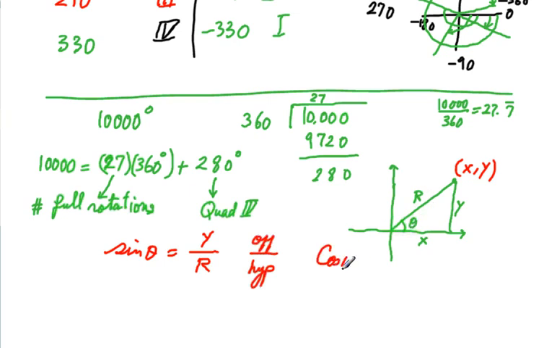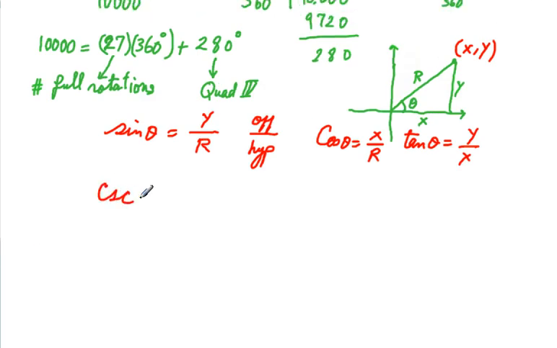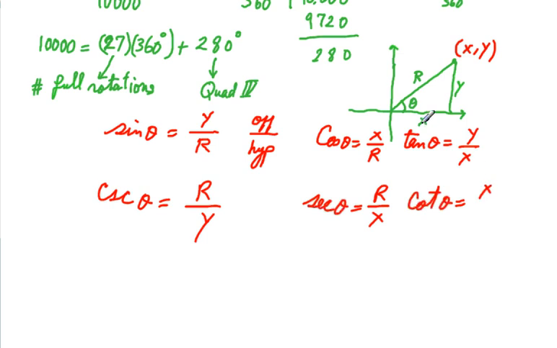So how about cosine of theta? X over r. What about tangent of theta? Y over x. What about cosecant of theta? What about secant of theta? R over x. What about cotangent of theta? Adjacent to hypotenuse. Now, we are not using this terminology anymore. We are just using the coordinates. And for any point we have coordinates, we can always find out these ratios, and we can find out what their sine and cosines are.